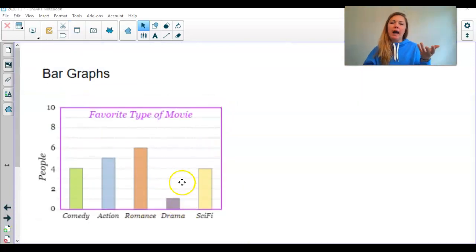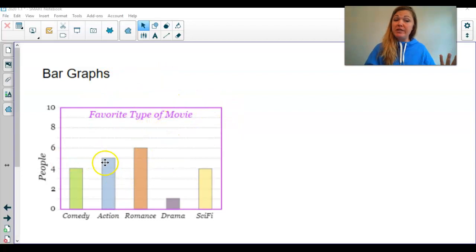Okay, so now what I want to look at with you guys is when we're talking about categorical variables, how do we display them? So the categorical variable I have right here is your favorite type of movie. And then you can see we have comedy, action, romance, drama, and sci-fi. So we can display the categorical variable of your favorite type of movie through the use of a bar graph. You'll notice on the x-axis down here, we have each individual part of the favorite type of movie that was recorded. So comedy, action, blah, blah, blah, right?